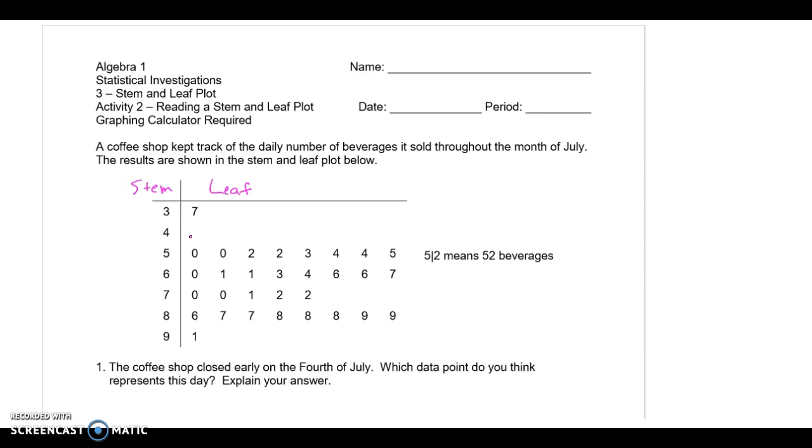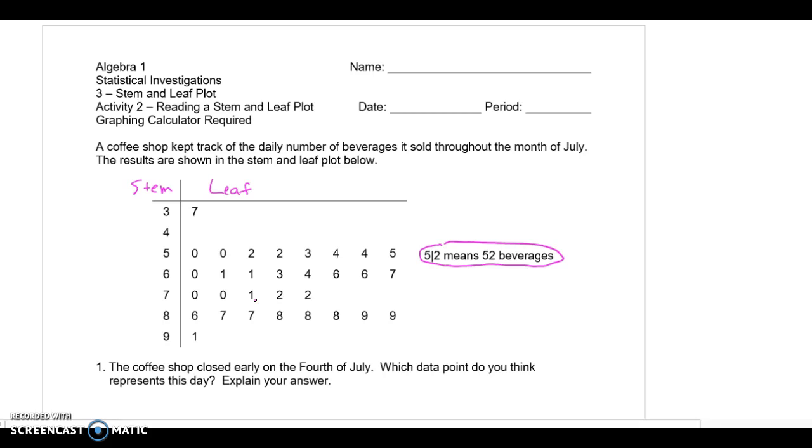What we also have in each stem and leaf plot is a key, and the key tells us what this data means. If we have a stem of 5 and a leaf of 2, that means the coffee shop sold 52 beverages on that day. If we had 7 and 1, that would be 71 beverages for that day.